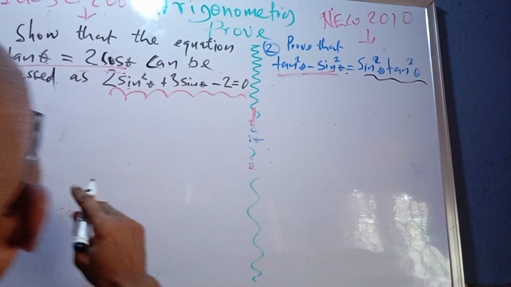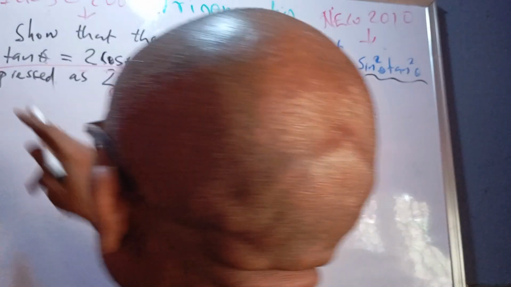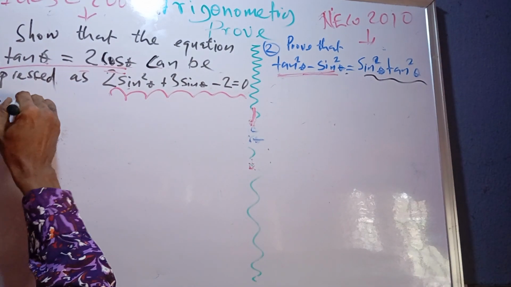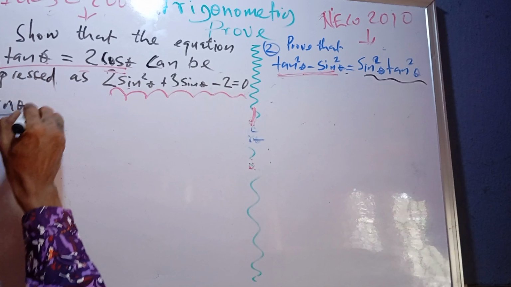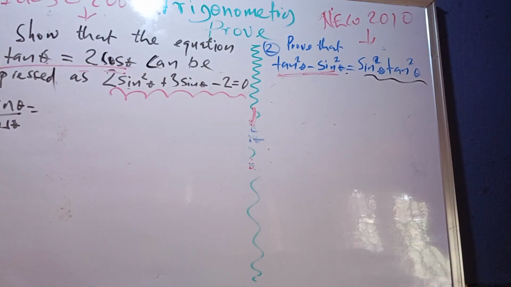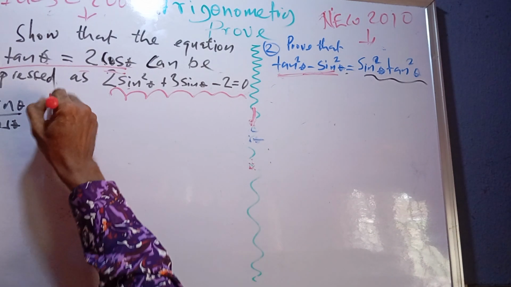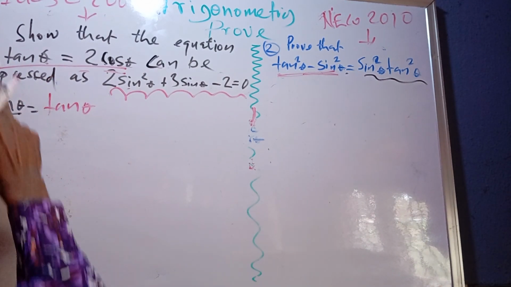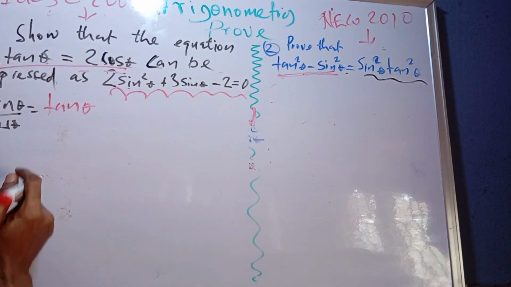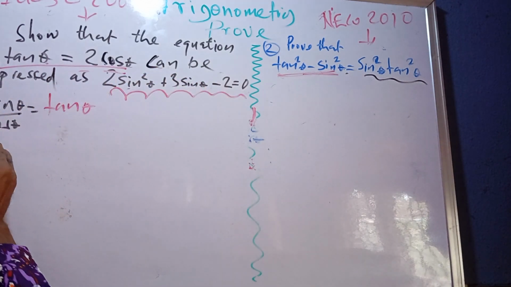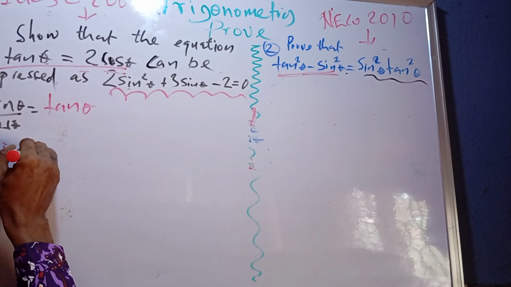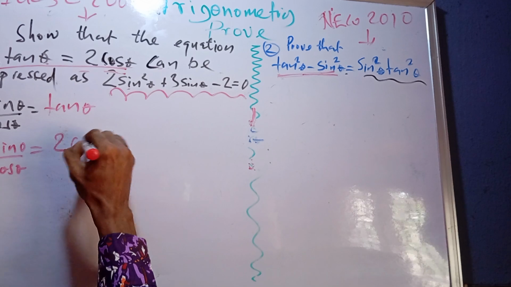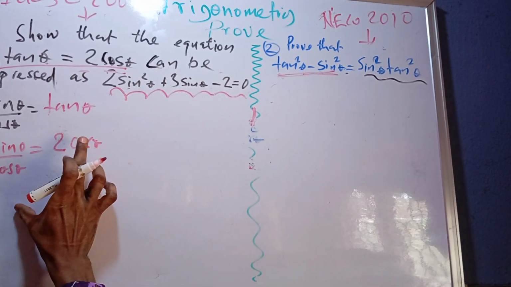Now we start from here. We know that tan theta from trigonometric identity is sine theta divided by cos theta. That's what tan theta is. So since tan theta is represented by this, we are going to rewrite this using this and not this again, because we want to prove this. So we have 3 sine theta divided by cos theta equal to 2 cos theta. That's what we have now.